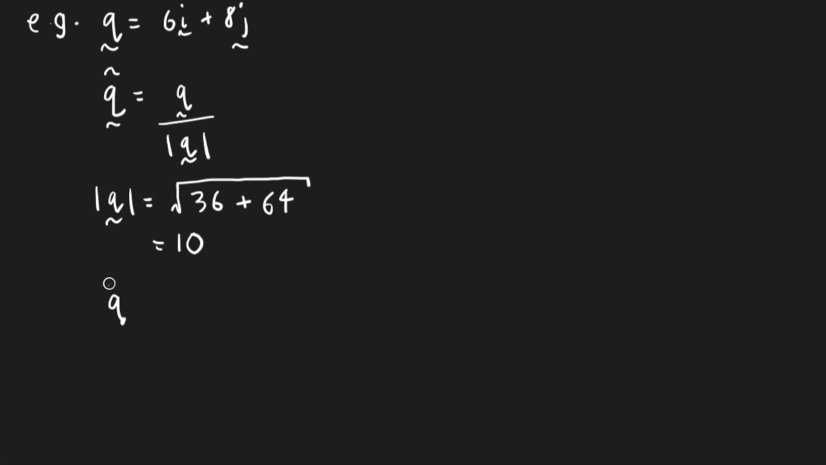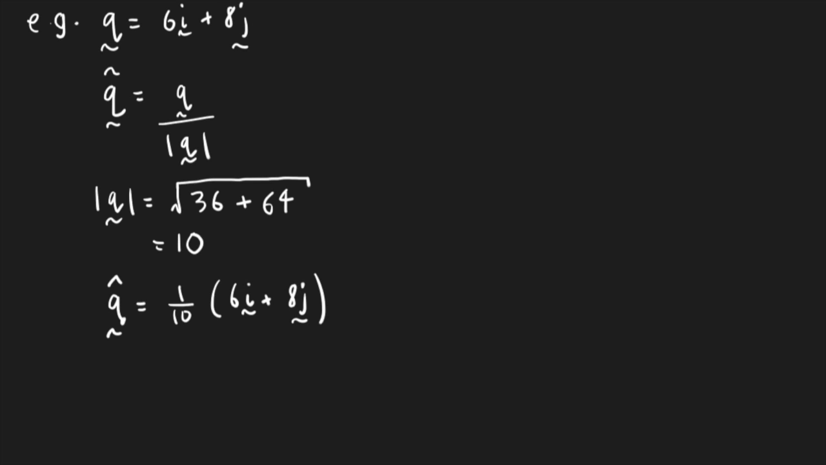And then we can say that the unit vector is 1 over 10 times (6i plus 8j). And if you want, you can expand the brackets as well. That's fine, doesn't make a difference.